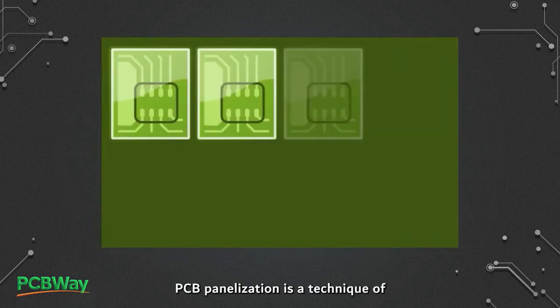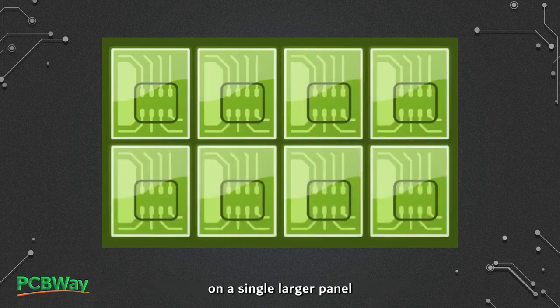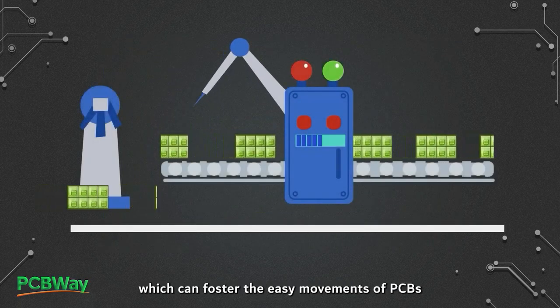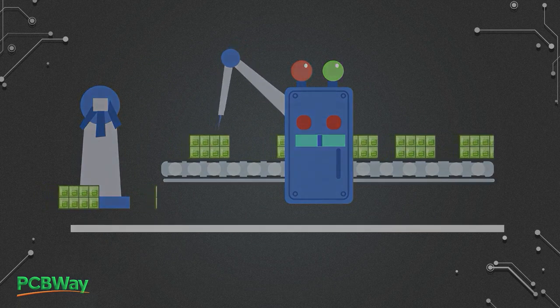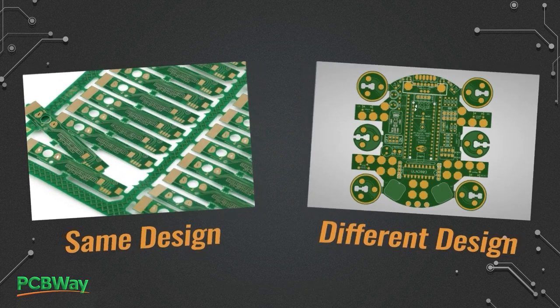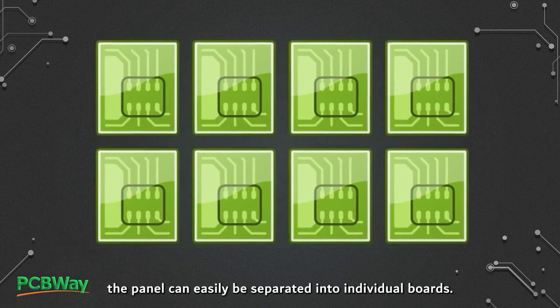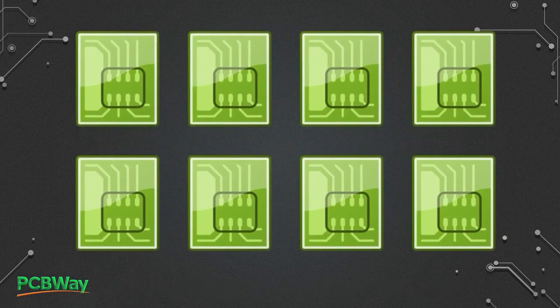PCB panelization is a technique of manufacturing a collection of PCBs together on a single larger panel, which can foster the easy movement of PCBs through an assembly line. Each board in the panel can be of the same or a different design. After production, the panel can easily be separated into individual boards.